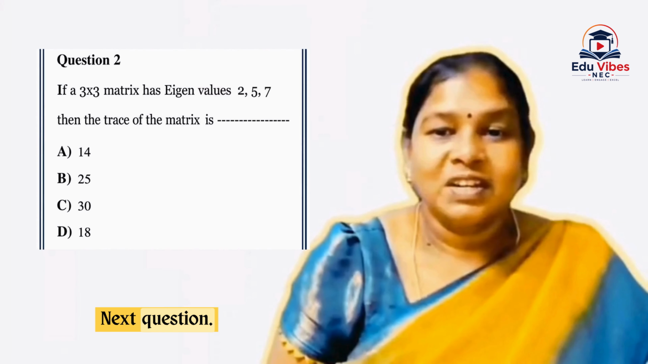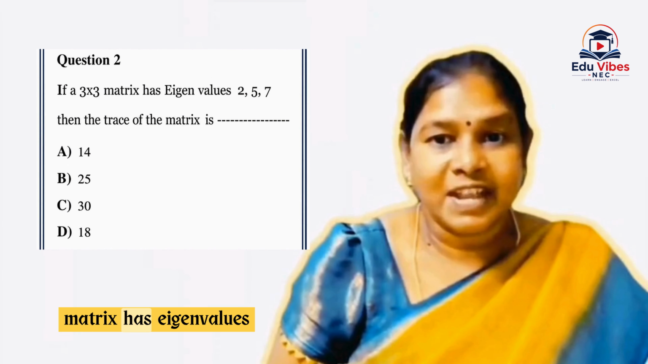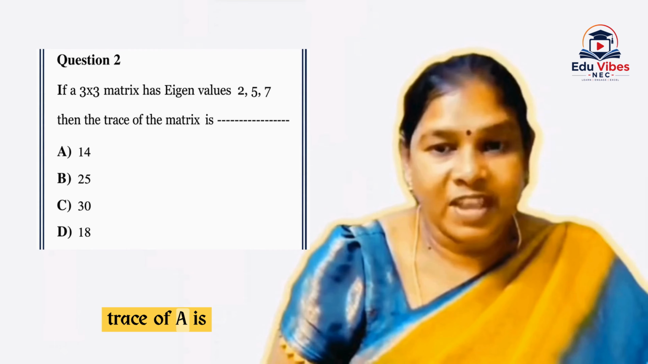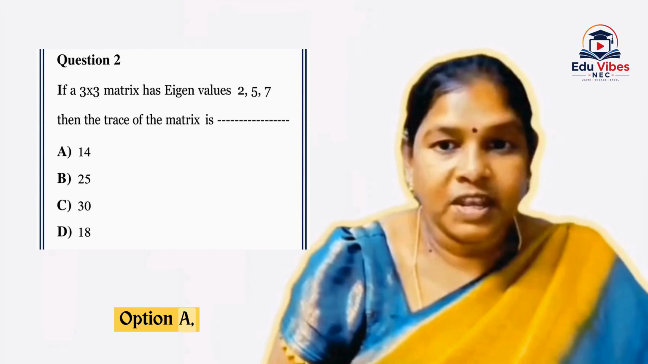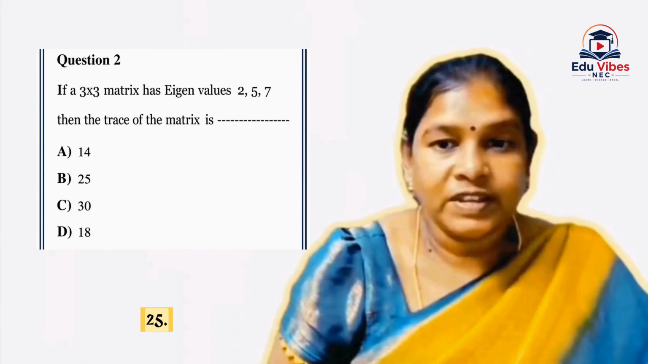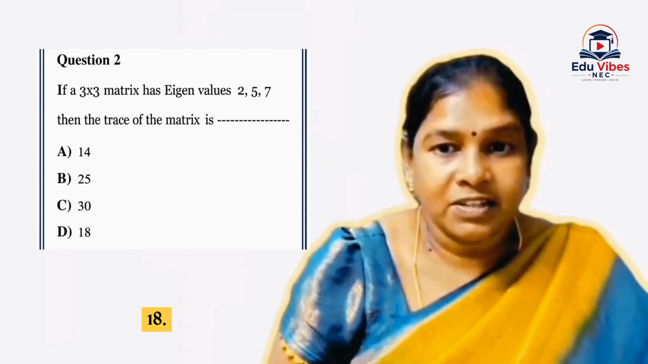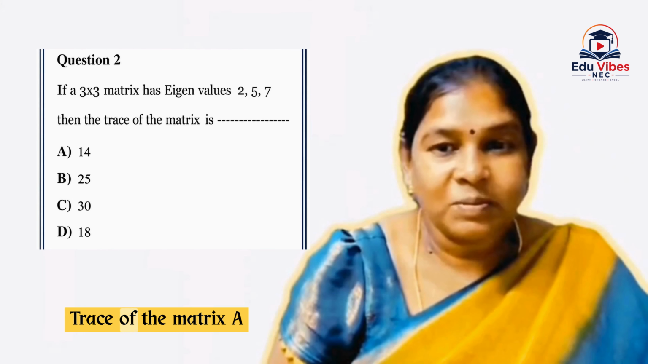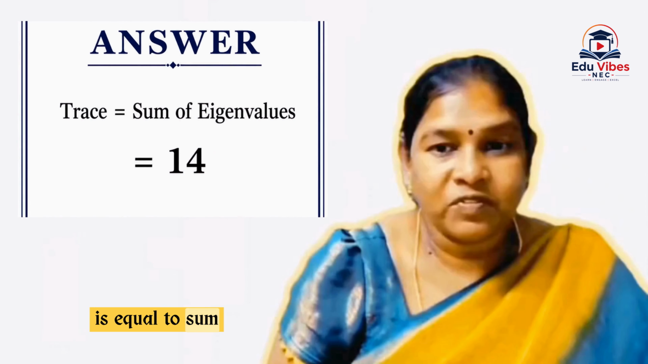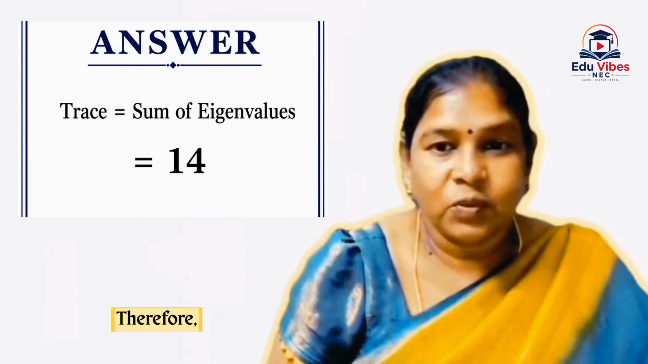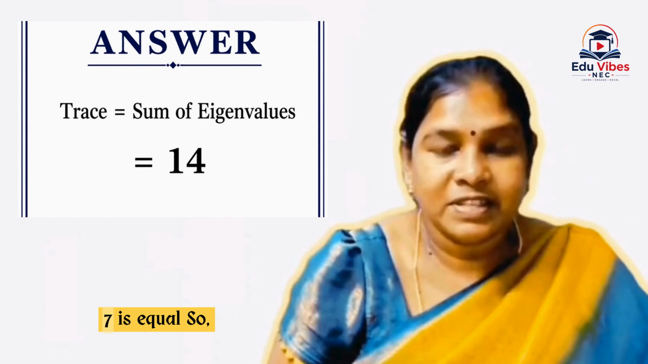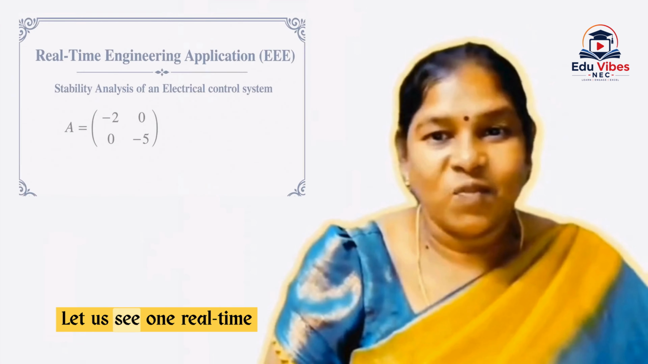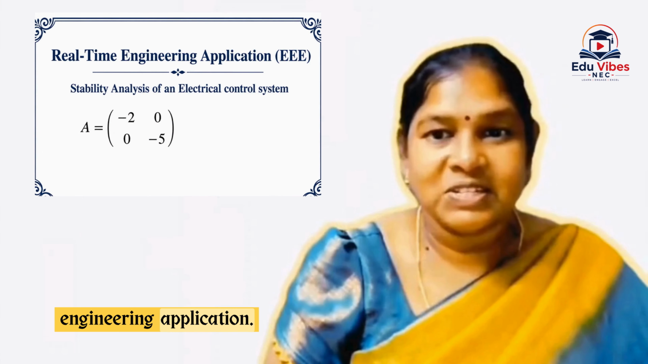Next question. If a 3 by 3 matrix has eigenvalues 2, 5, 7, then the trace of A is? Option A 14, B 25, C 30, D 18. What is the answer? Trace of the matrix A is equal to the sum of the eigenvalues. Therefore, 2 plus 5 plus 7 is equal to 14. So answer is 14. Let us see one real-time engineering application.